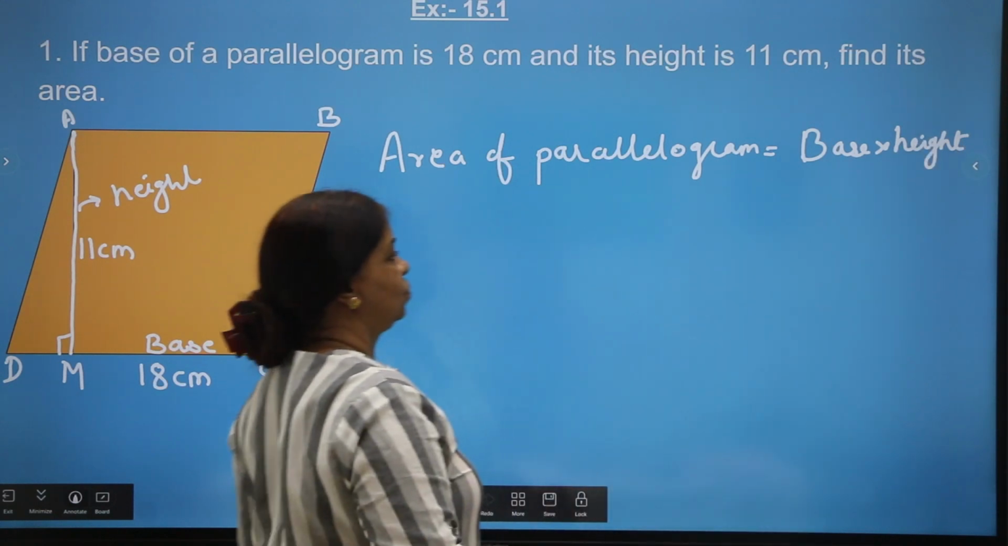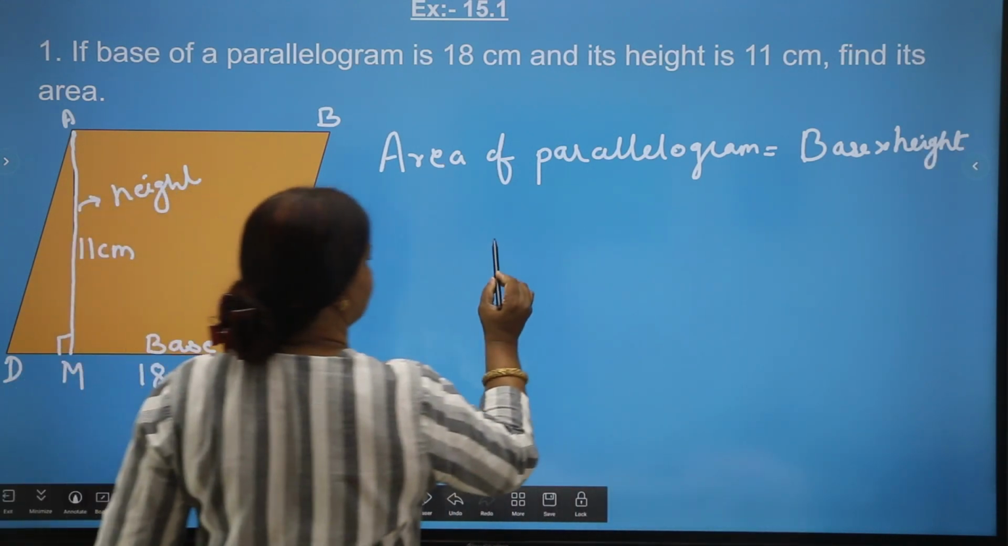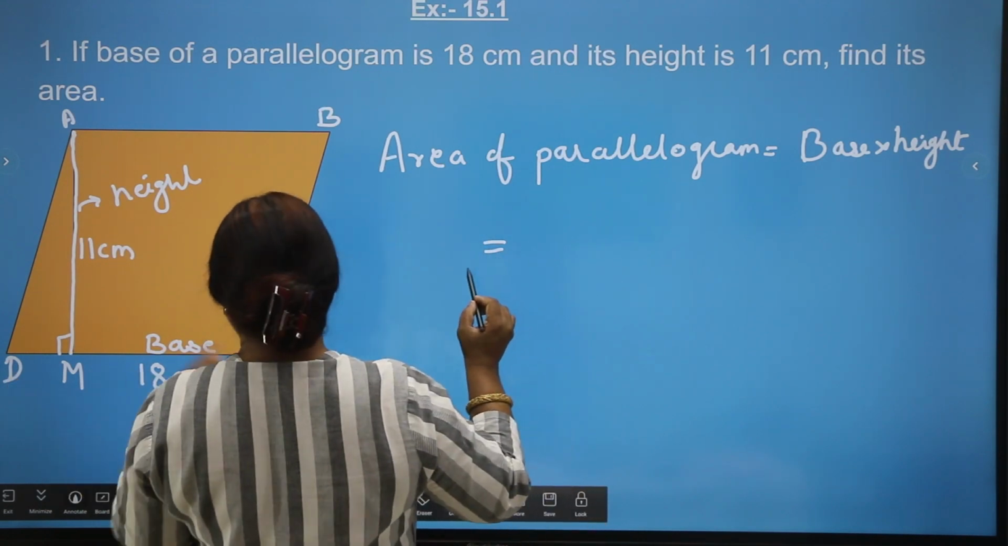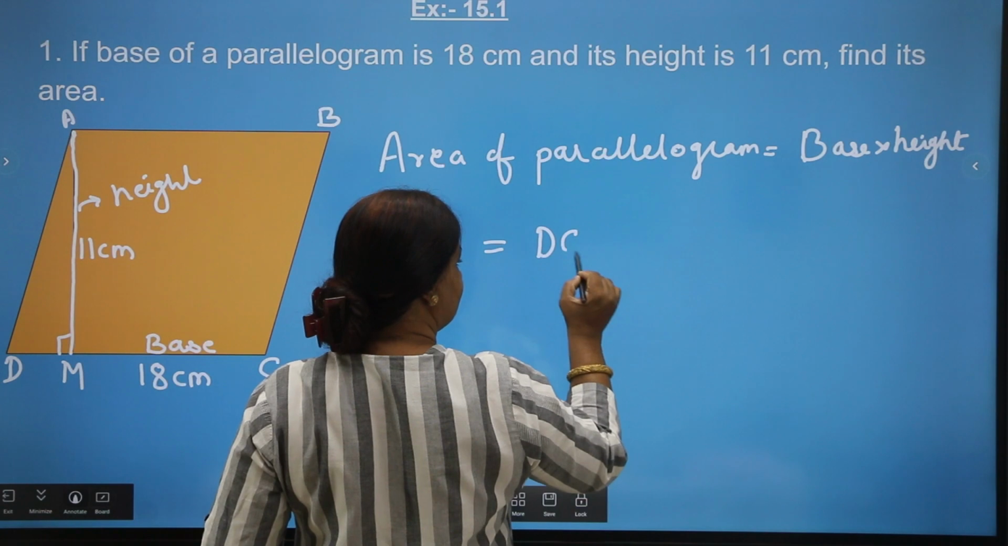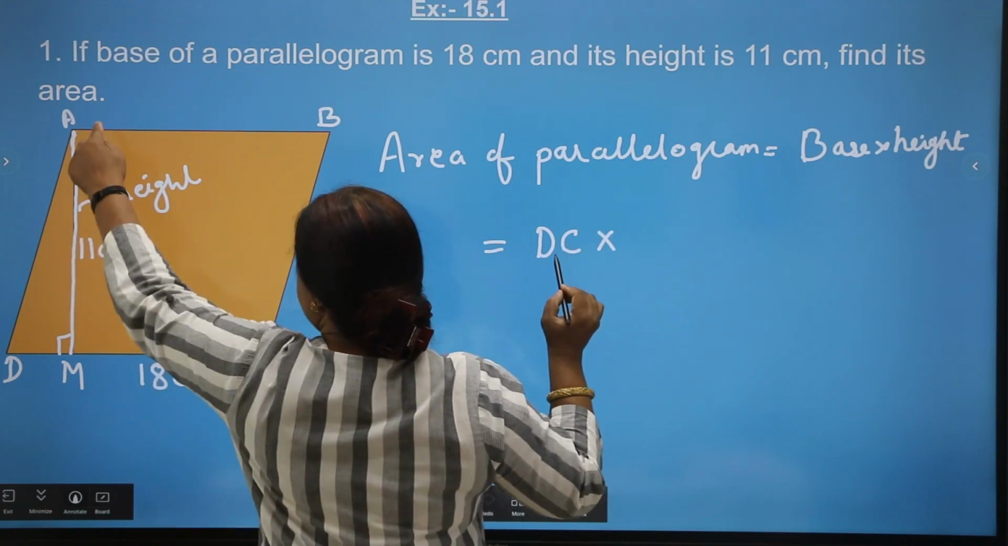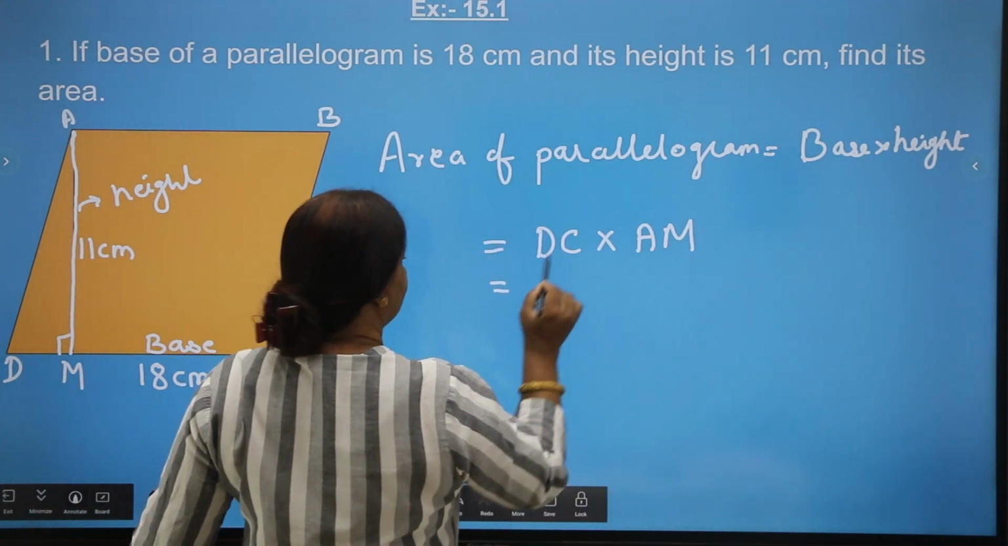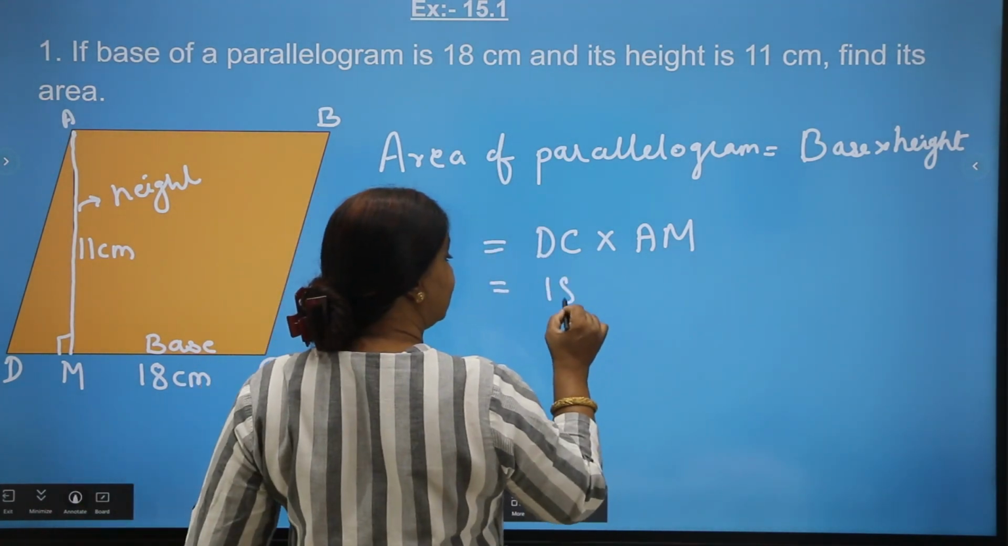So what is the base? You can see here in the figure, base is 18. Or first let me write DC. DC is the base into height. AM is the height. Now what is the value of DC? DC is how much? 18 centimeter.